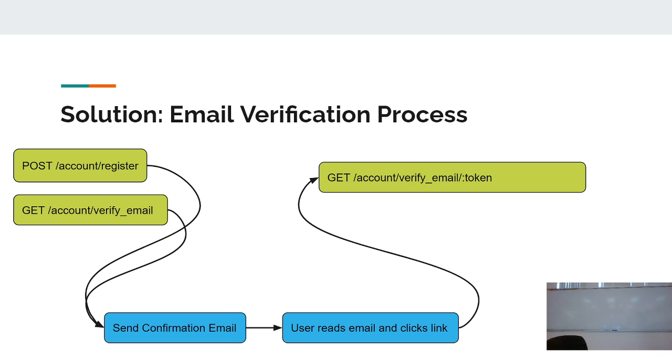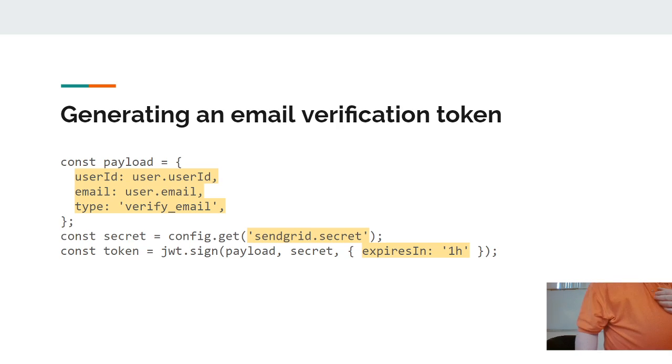The only part of the code that I would mention is what I would do to generate the token. In the payload, I would put in the user ID, the email address, and the type, which is verified email. Grab the secret. If you notice, I'm grabbing SendGrid.secret, not auth.secret, and then sign a JWT token and give it some expiration date.